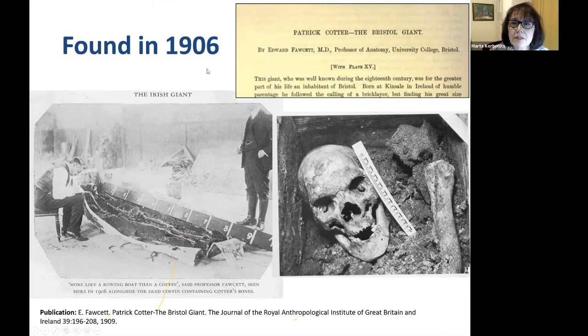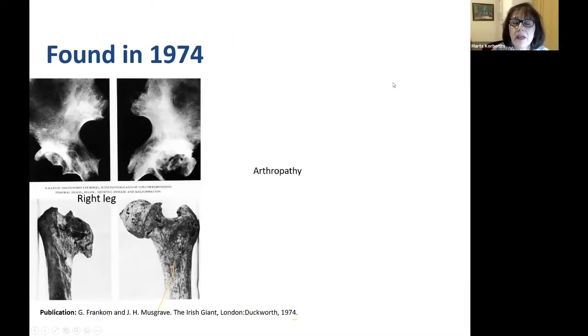And they asked the professor of anatomy in University College Bristol to look at the skeleton. And here you can see this extremely tall skeleton and the size of the skull. And they wrote a paper about this finding. And again, they put back the bones into the church, but it was forgotten again. And then people were surprised to find it again in 1974 at another refurbishment of the church.